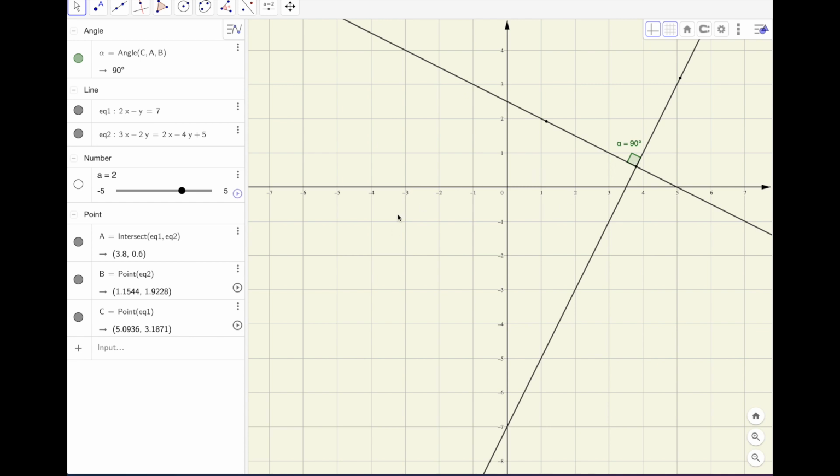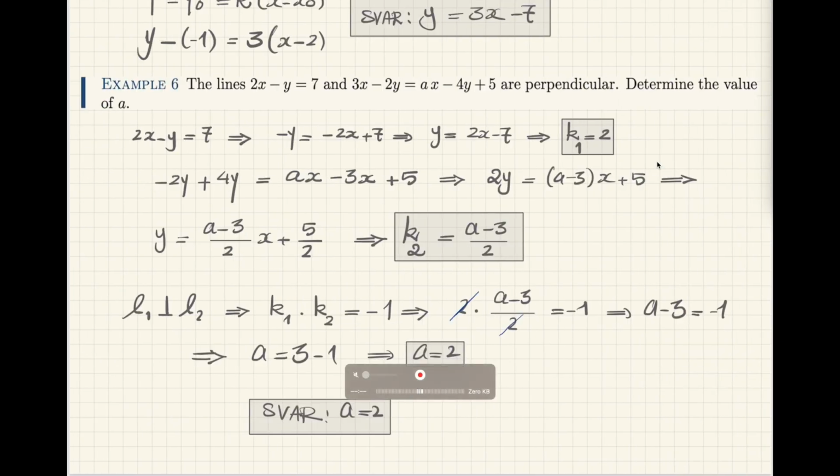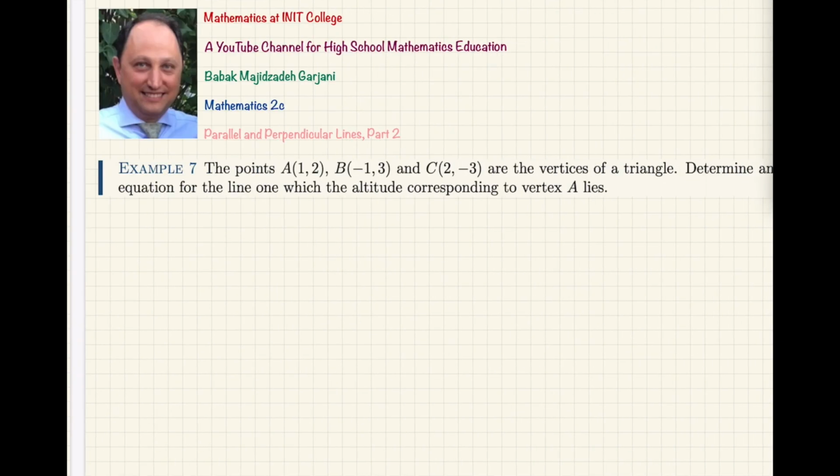So it is actually confirmed that among all infinitely many possibilities for this line, when a takes on exactly 2, and we also confirm by this tool, then that line becomes perpendicular to this line. This is what is going on. This is the meaning of this calculation. Okay, so now let us see what we can do next.